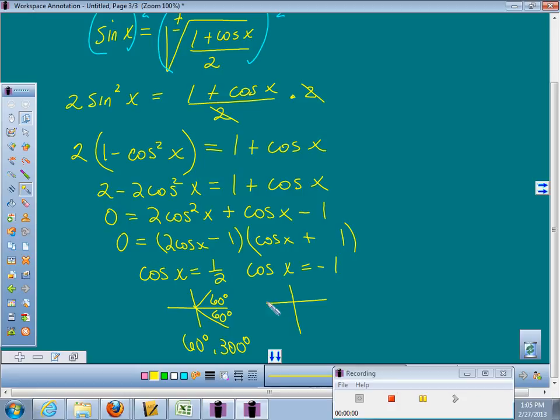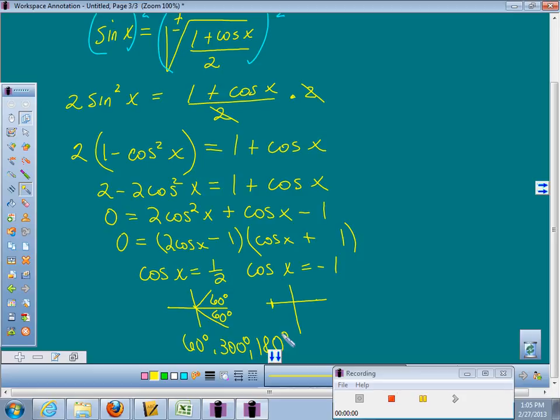If it's a 1, it's on the quadrant line. It's +1 at 0. So it's going to be -1 over here, yes, at 180. And you have 3 lovely answers. Are we done? Yeah, we squared both sides. We have to check them.